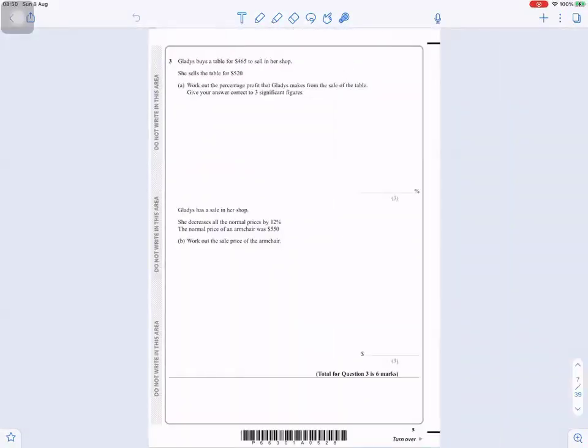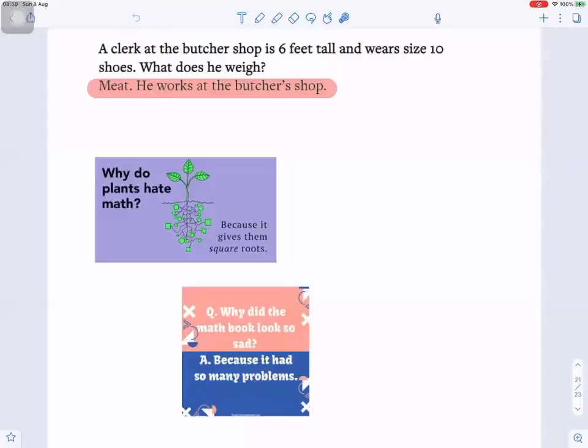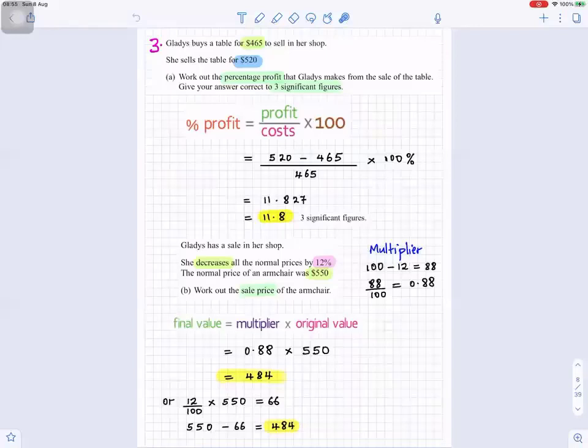Question number 3. Gladys buys a table for $465 to sell in her shop. She sells the table for $520. Work out the percentage profit that Gladys makes from the sale of the table. Give your answer correct to 3 significant figures.